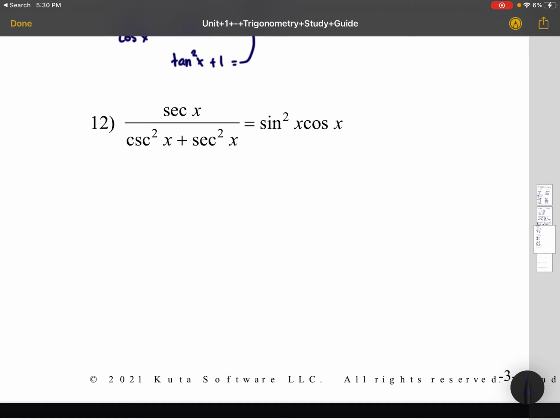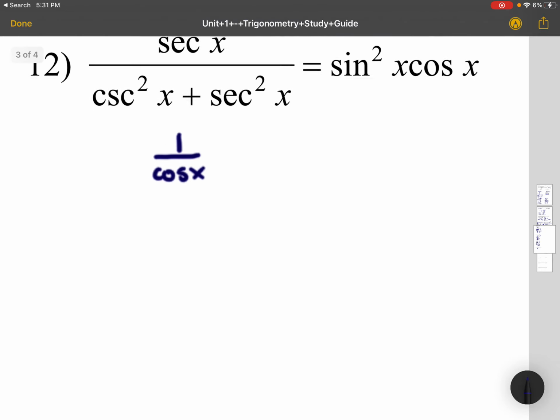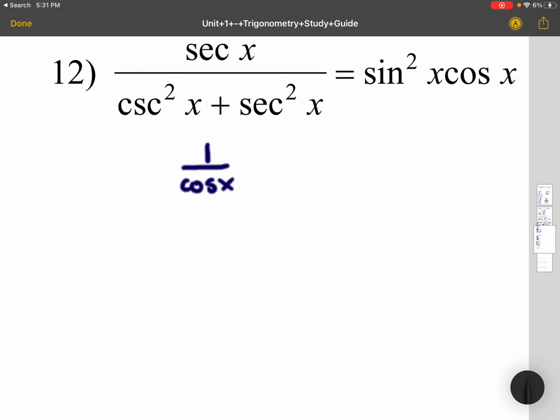Number 12, secant x divided by cosecant squared x plus secant squared x equals sine squared x times cosine x. This is a good candidate to turn everything into sine and cosine. So we're going to get 1 over cosine x, and all of this is going to be divided by 1 over sine squared x plus 1 over cosine squared x.